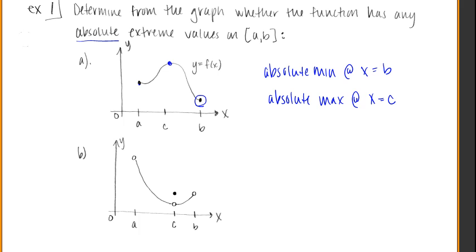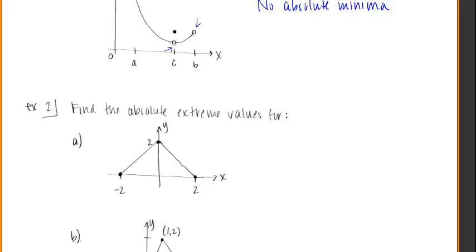If we look at this, the potential areas for absolute maxes or mins are either at the endpoints or at high and low points within your interval. Well, because it's an open circle at x equals a, an open circle at x equals b, and an open circle at x equals c, there's pretty much no absolute minima, whether it's maxes or mins. All right, let's go to example number 2.